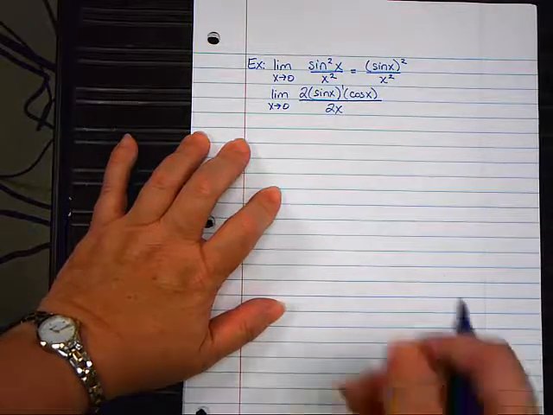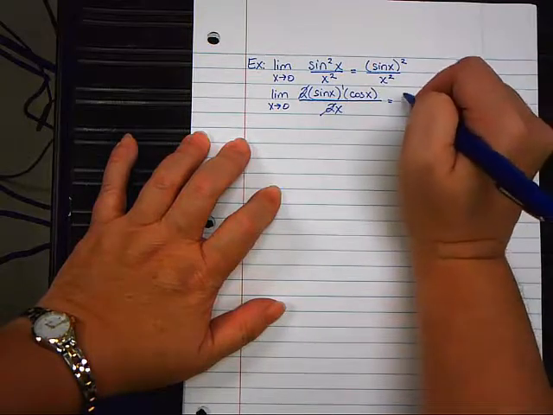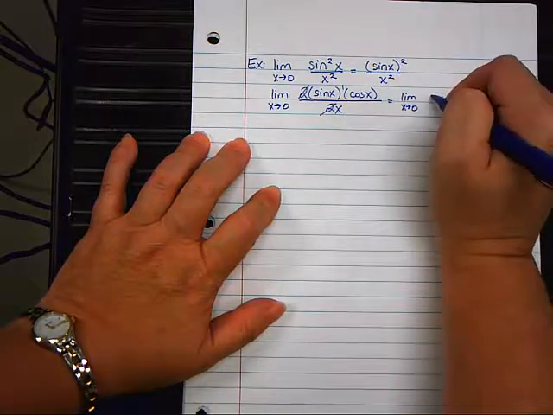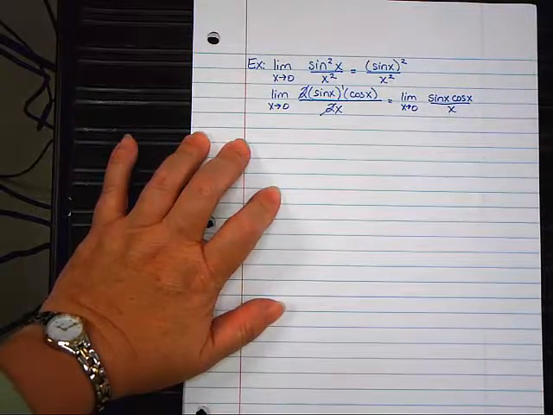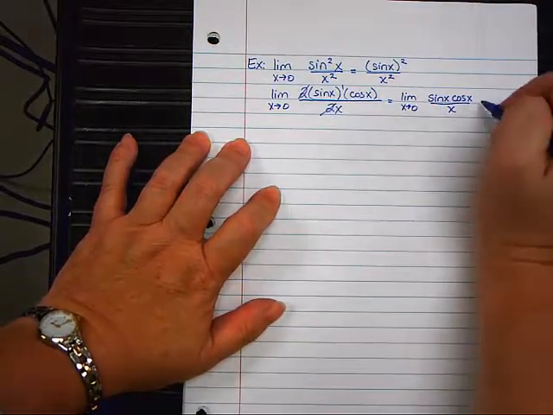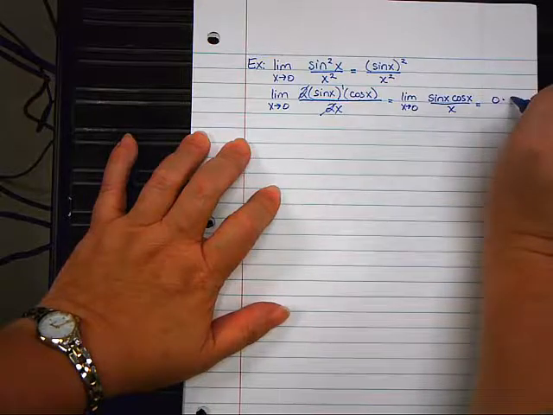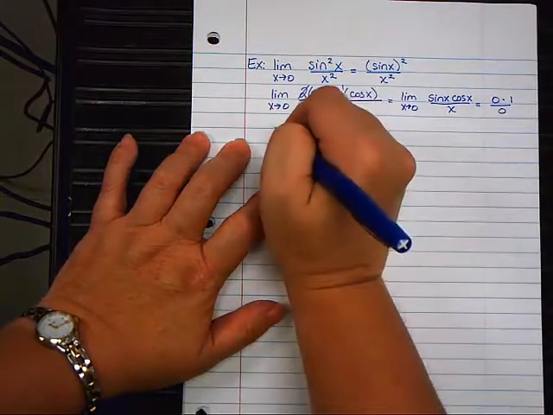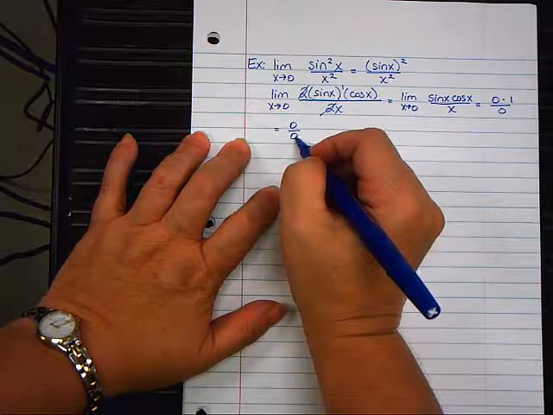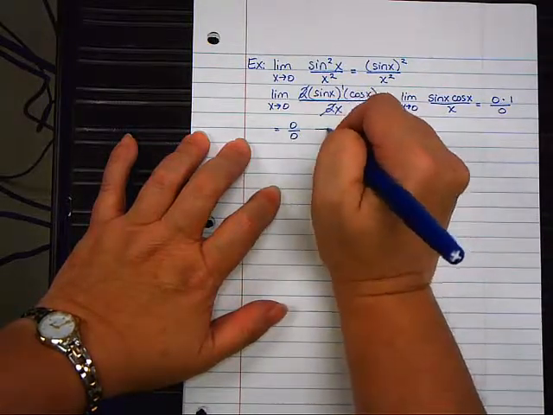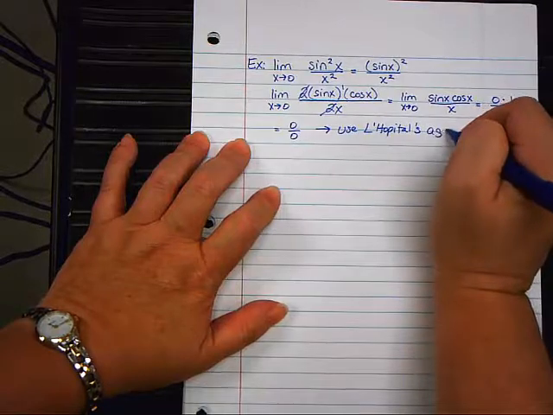Okay? Now, can I clean this up at all? Yes, I can. I can cancel the 2's. So I now have the limit as x approaches 0 of sine of x times the cosine of x over x. Okay, now, substitute the 0 in. So we're going to have the sine of 0, which is 0, times the cosine of 0, which is 1, over 0. Now wait a minute. It is still 0 over 0. When that happens, if you get 0 over 0 after you've taken the derivative, you can use L'Hopital's again. You can use it multiple times before you finally get an answer.